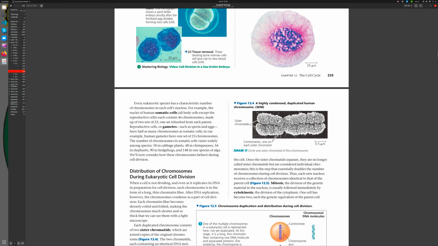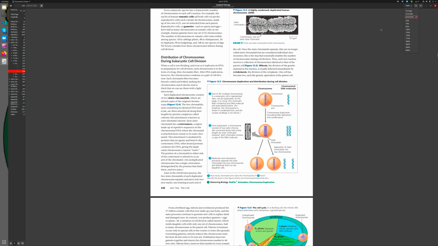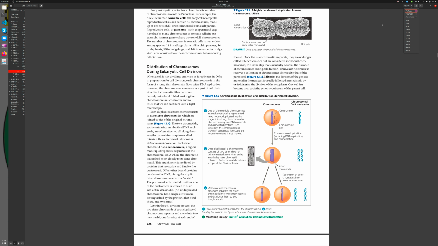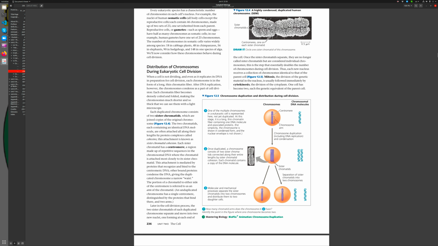Okay, so here we have a highly condensed and duplicated chromosome, seen through the so-called SEM, the scanning electron microscope. And here you have the sister chromatids and the centromeres. There's one centromere on each sister chromatid.